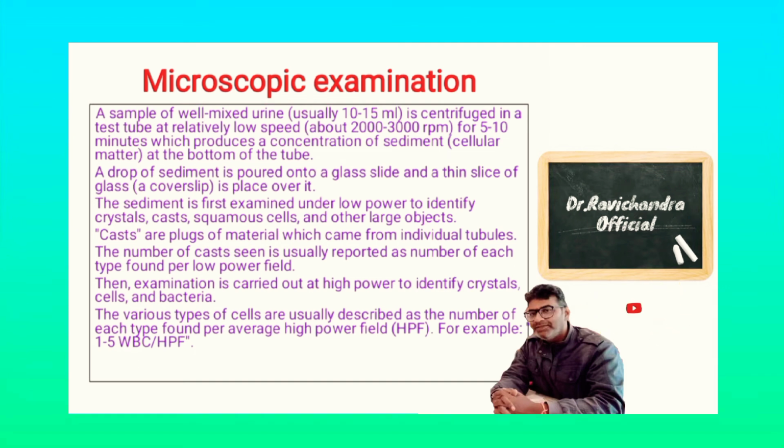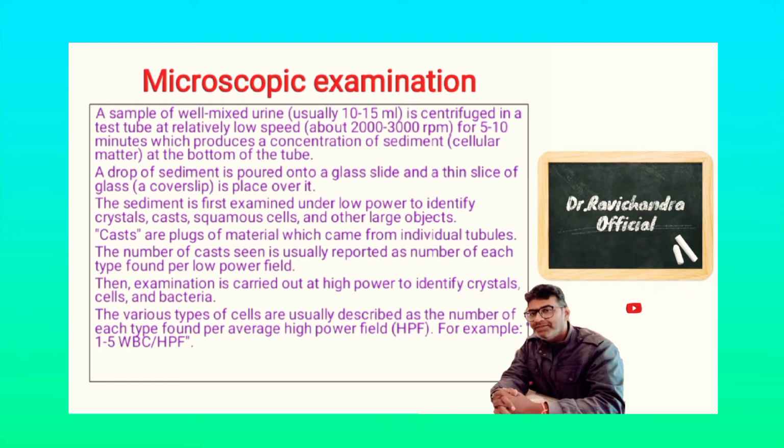A sample of well mixed urine, usually 10 to 15 ml, is centrifuged in a test tube at relatively low speed, around 2000 to 3000 rpm for 5 to 10 minutes, which will produce a concentration of the sediment or cellular matter at the bottom of the tube. A drop of sediment is placed onto a glass slide and a cover slip is placed over it. The sediment is first examined under low power to identify the crystals, casts, squamous cells and other large objects. Casts are the plugs of material which came from the individual tubules.